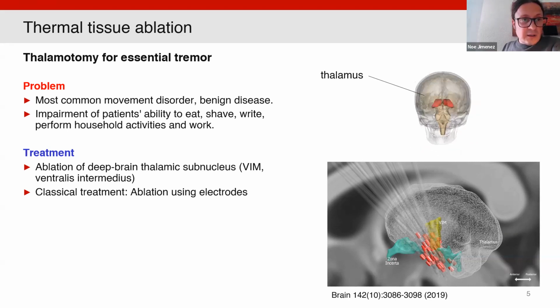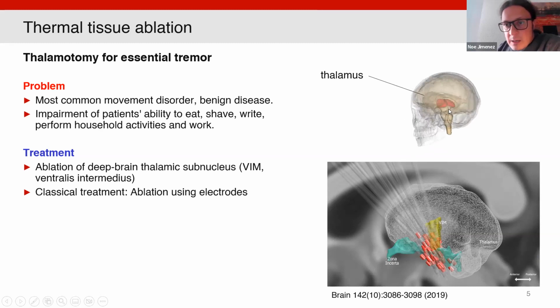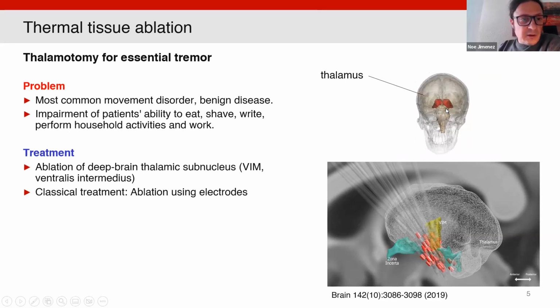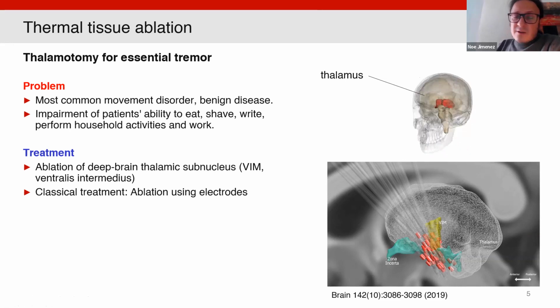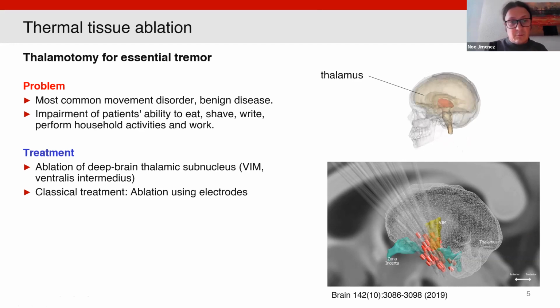So the classical treatment of this disease is to ablate, to raise the temperature in a very specific part of the brain, which is a deep brain nucleus, a small part of this red area shown in this 3D graph, which is the ventralis intermedius nucleus. So the classical treatment is that they make a hole in your brain, in your skull actually, and they introduce some electrode, and they ablate this small part of the brain. You can imagine how invasive this technique is, but it works.